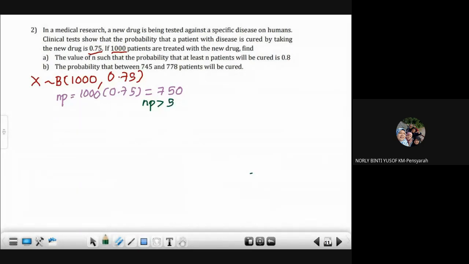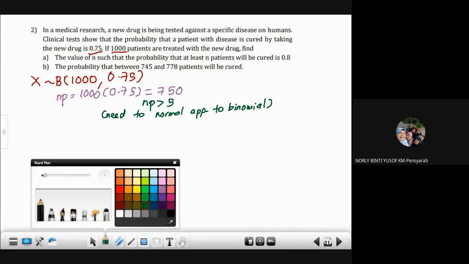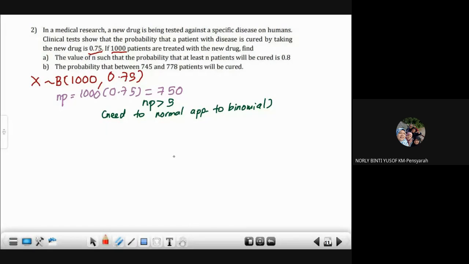So you need to do normal approximate to binomial. Walaupun dalam soalan tak sebut. Okay, before soalan yang tadi yang masa discrete tu memang dia bagi tahu kan. So yang ni kena buat. So bila kena buat, kena carilah parameter NP and NPQ kan. NP dah cari. So NPQ carilah untuk you punya variance.